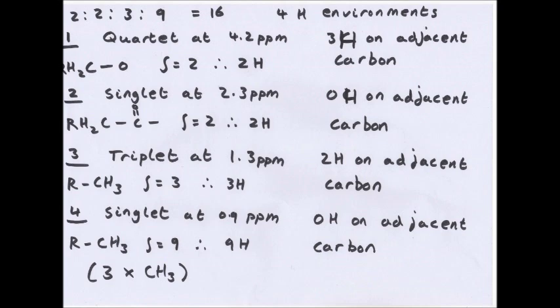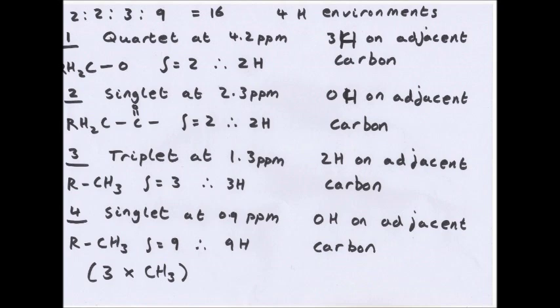So we've got 2, 2, 3, 9, there are 16 hydrogens. Now we know from our molecular formula there are 16, so that works. 4 peaks, 4 hydrogen environments. Now one thing I can tell you already is that there is an integral of 9, meaning there's 9 hydrogens in one environment. So we are guaranteed to have more than one environment. And we'll see which one it is right at the end.